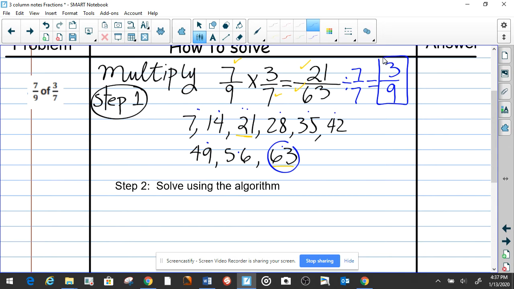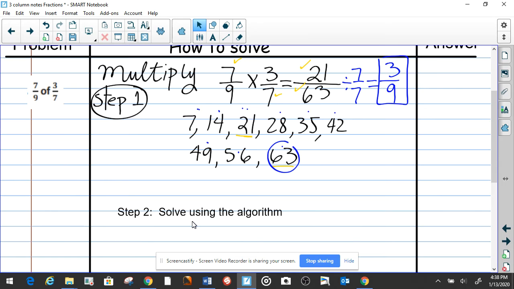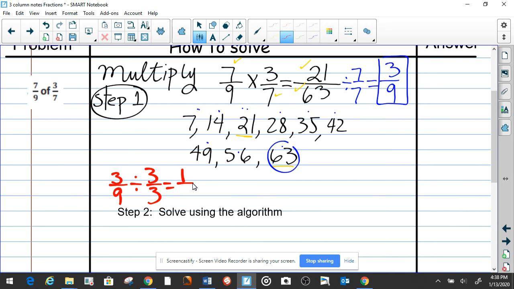But I noticed too that these two numbers, 3/9, are also divisible by 3. How do I know that? Because I can do multiples of 3s for that particular problem. So 3/9 can also be divided by 3, and that would be 1. 3 divided by 3 equals 1, so 1/3. So the answer is 1/3 for this problem.